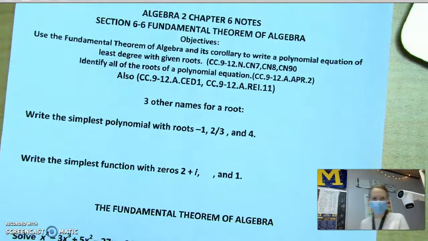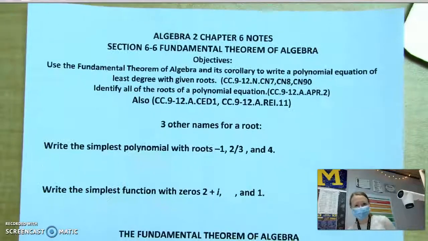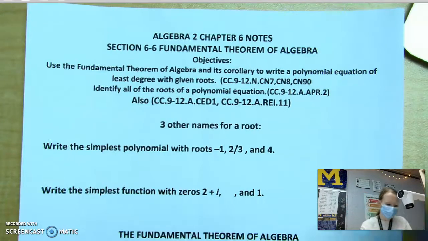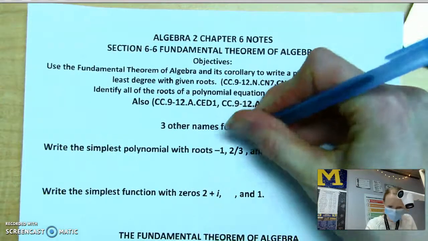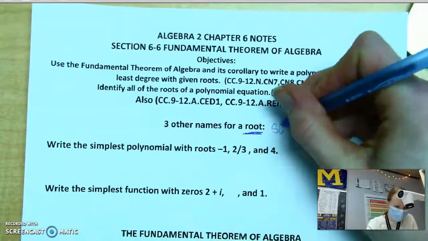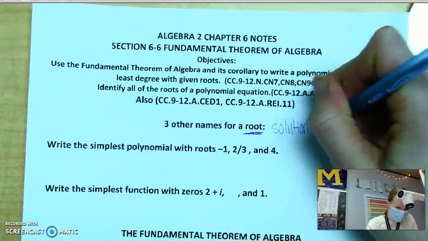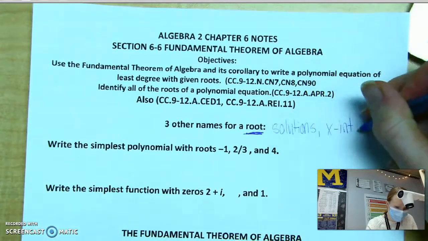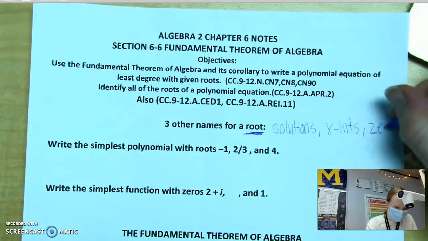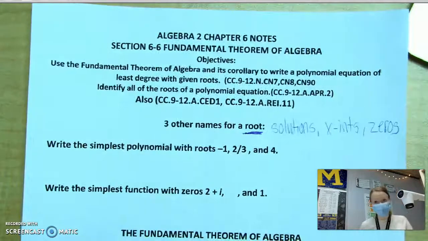Today we're going to be talking all about FTA, the fundamental theorem of algebra, and then its corollary. We're going to use that to write polynomial equations with the given roots. Just to remind you guys, this is something we talked about in the quadratic section, which also applies in polynomials. There are other names for a root. Remember, roots are your solutions, which are your x-intercepts, which are also called your zeros because that's when your y value is 0, right?